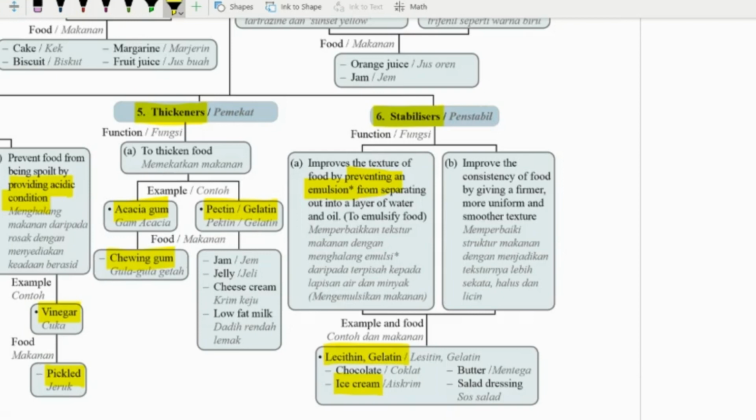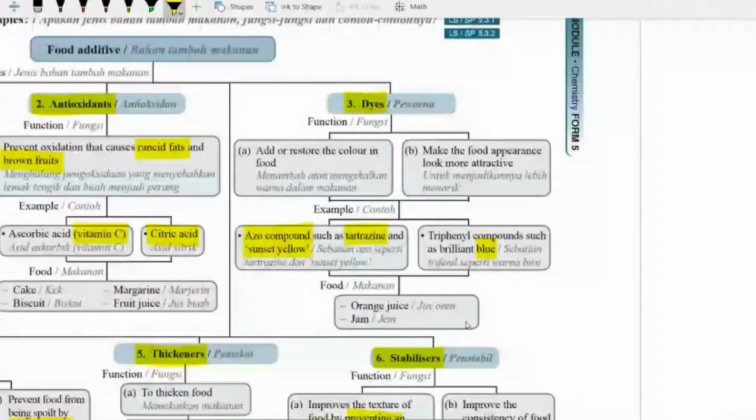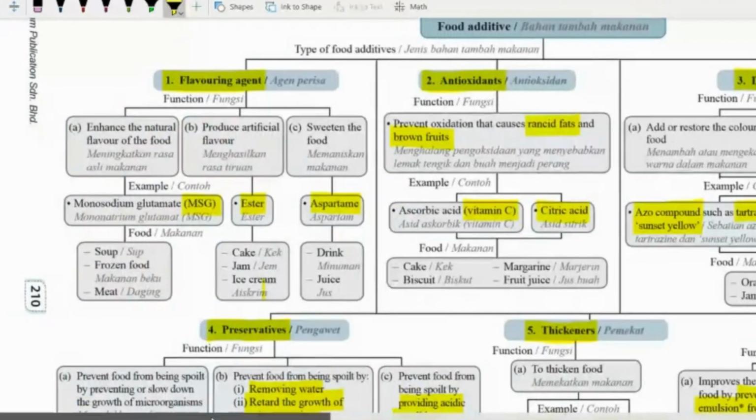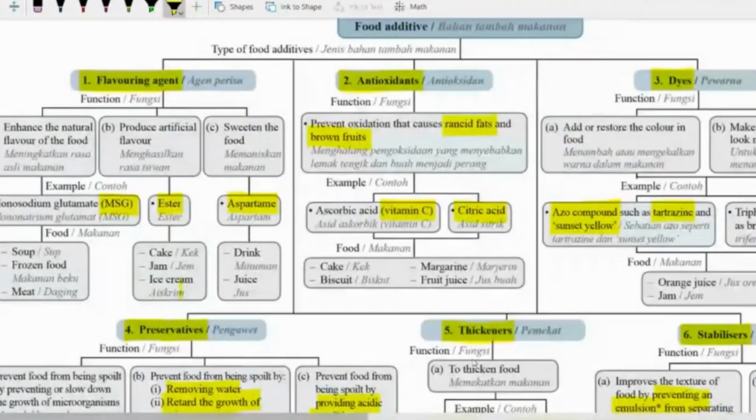Any question about these 6 food additives? Anything you want to ask? Anything you want to ask, class?